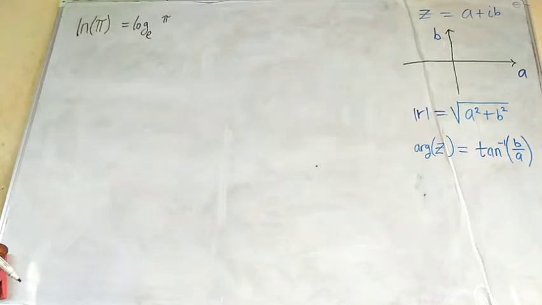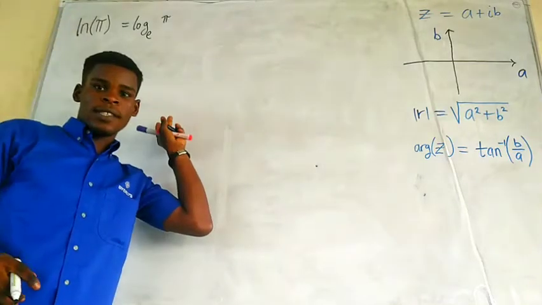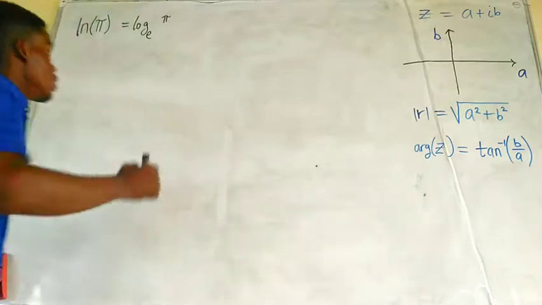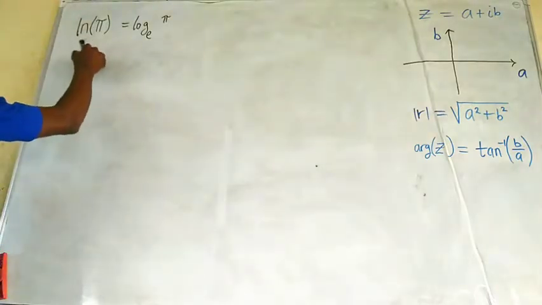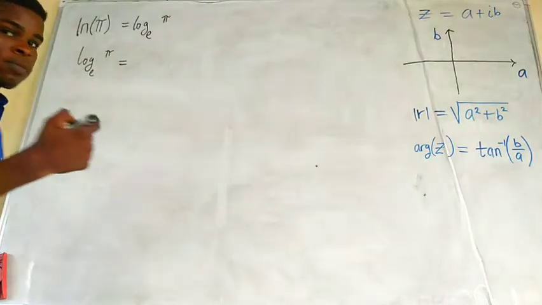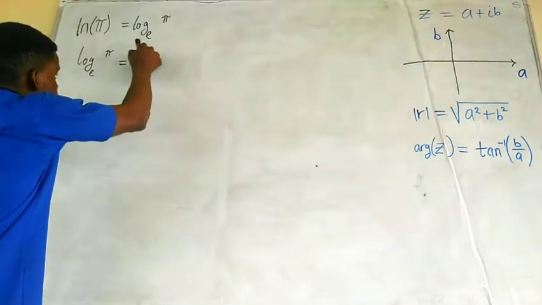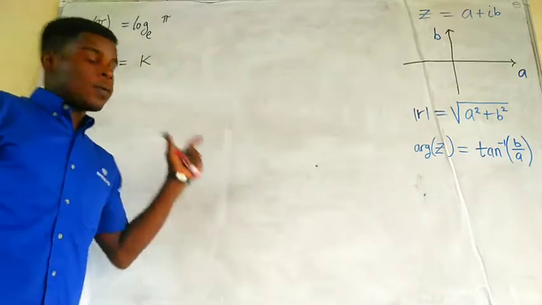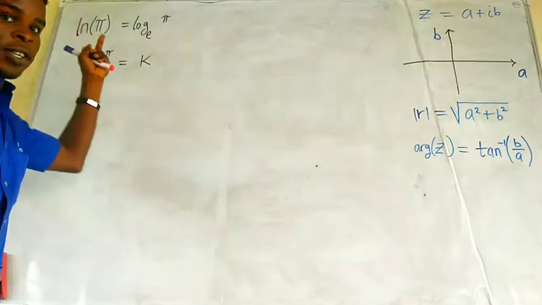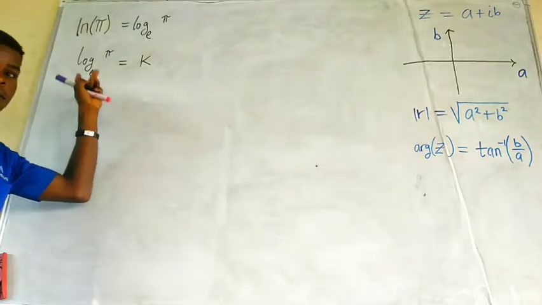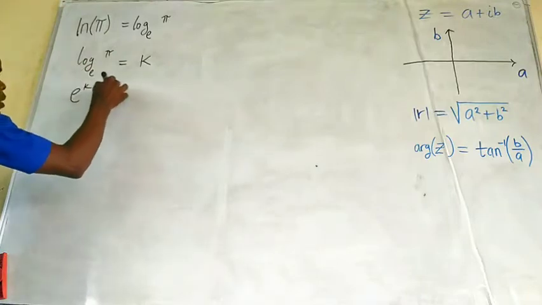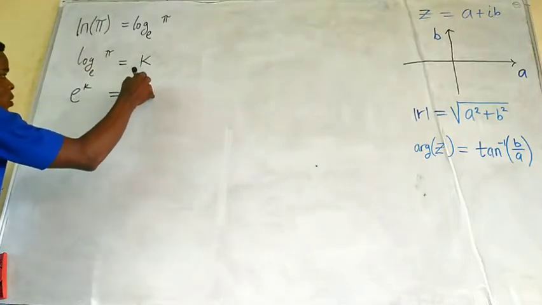Well, we don't know what this is, so let's equate it to some arbitrary value. Let's say that the logarithm of pi to base e is equal to some number, let's just say k, where k is the solution to our question here. So we have it that e to the power k is going to become pi.